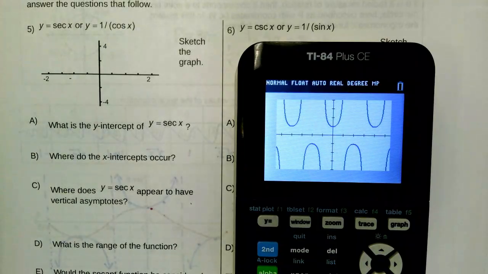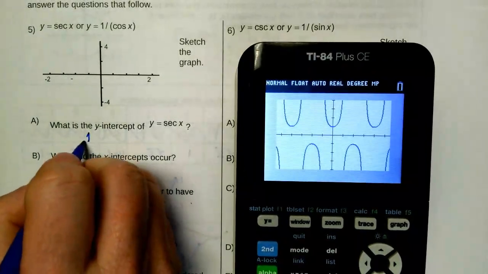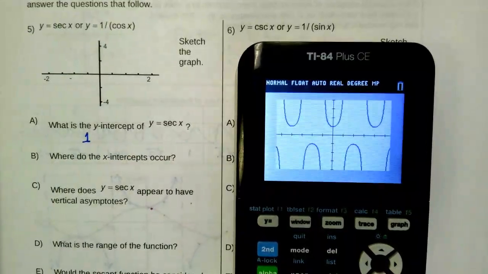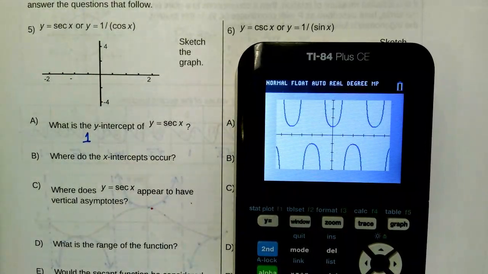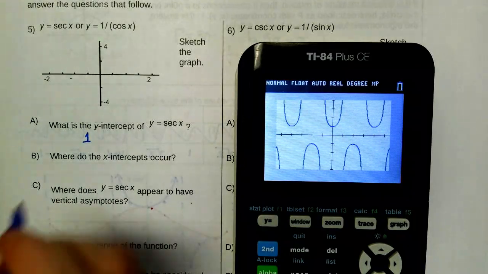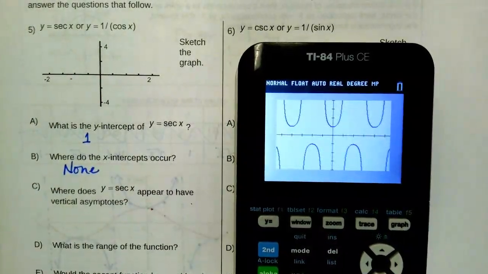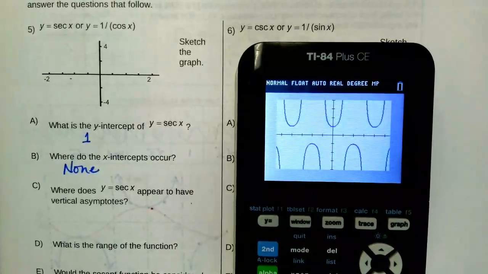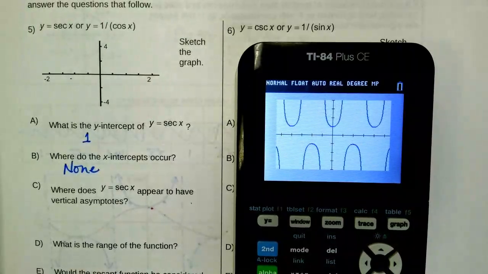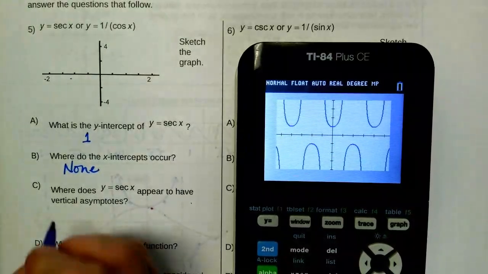So what is the y-intercept? What value is it at? 1. What about the x-intercepts? There are none. They're all asymptotes. Yeah, that's right. It doesn't cross the x-axis anywhere. Where do the vertical asymptotes appear on this one? At the half pis.